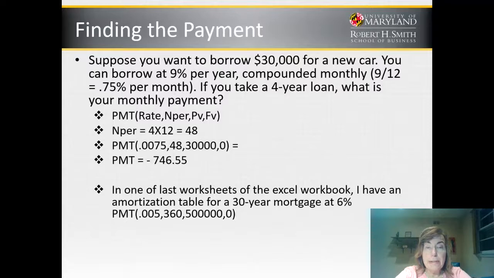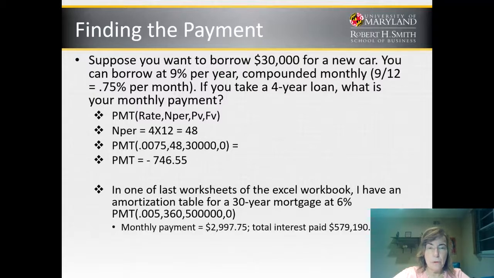360 payments, and here a $500,000 house, or a bigger house than that if you're going to take out the mortgage of $500,000. But in my example, your monthly payment is $2,997.75. And what you will see when you look at that you're actually going to pay more in interest than you will have actually made of payments for principal.